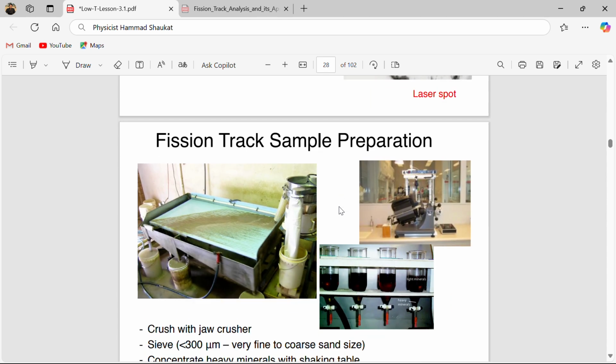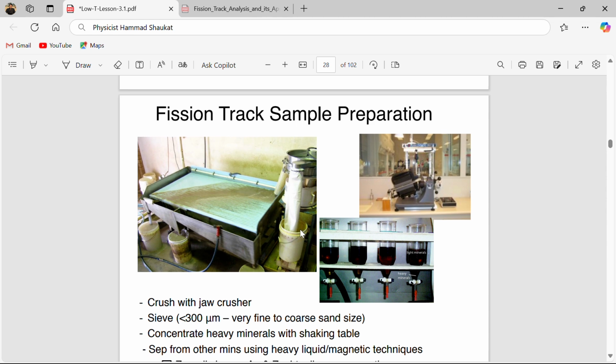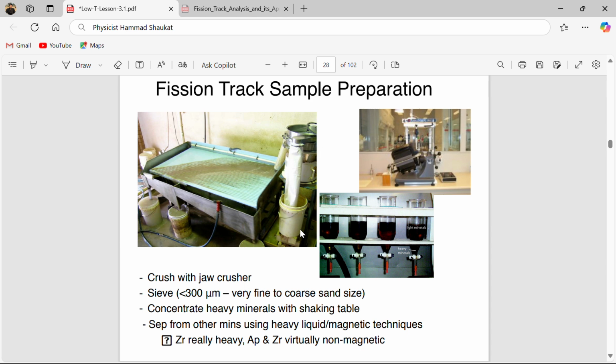This is how you can see the fission track sample preparation: crushing with a jaw crusher, sieving to less than 300 micrometers, very fine to coarse sand size, and concentrating heavy minerals with a Wilfley shaking table. Then separate the target minerals from other minerals using heavy liquid and magnetic techniques to make them virtually non-magnetic. So these are the visualizations you can imagine.